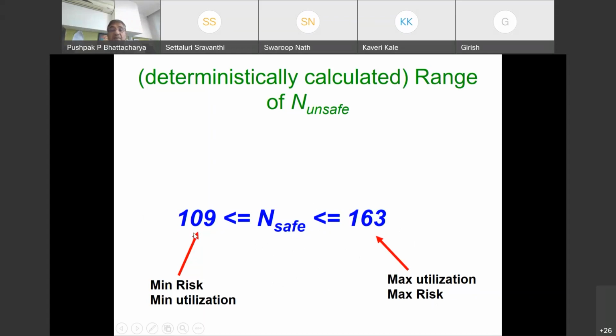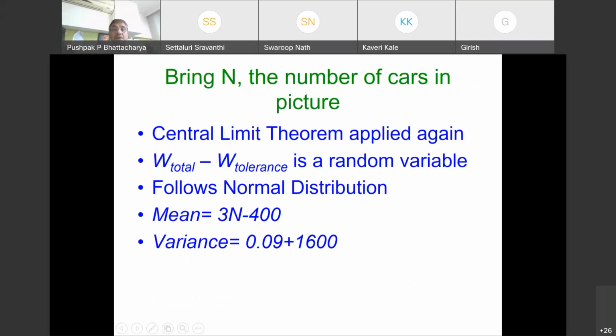So these are extreme points. However, none of them are acceptable because 109 will not allow the bridge to be maximally used. 163 is also not allowed because that will definitely break the bridge. Okay, so the optimal value is in between. So we know that W total minus W tolerance is the quantity of interest, and this also happens to be a random variable following a normal distribution. Of course, it is a random variable because W total and W tolerance themselves are random variables. But the interesting fact is that this difference also follows a normal distribution.